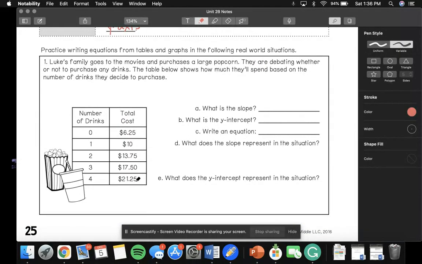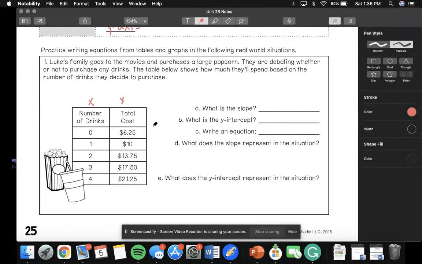So Luke's family goes to the movies and purchases a large popcorn. They're debating whether or not to purchase any drinks. The table below shows how much they'll spend based on the number of drinks they decide to purchase. So the first thing is, what is the slope? Here are my x coordinates and here are my y coordinates, and I'm going to find the change between them. So we have to pick two good points.